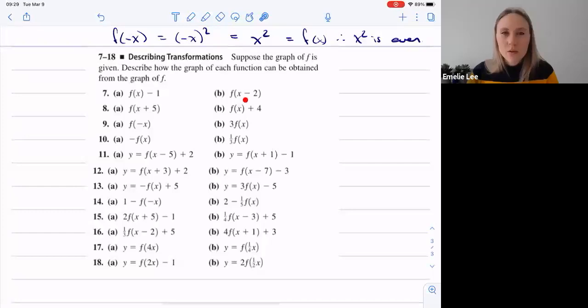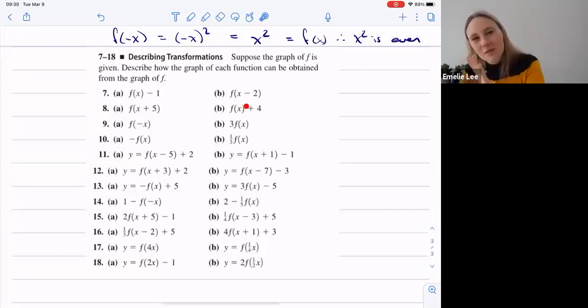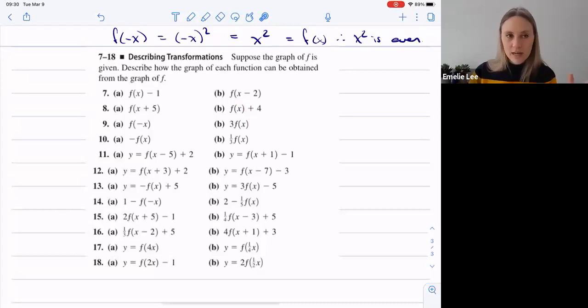f of x minus 2. Now we're subtracting 2 from x. And remember, as soon as we're manipulating the x's, it behaves the opposite. So x minus 2 actually moves it to the right by 2 units. Notice that here it doesn't matter what f of x is. We just have this general function f of x and we're manipulating it.